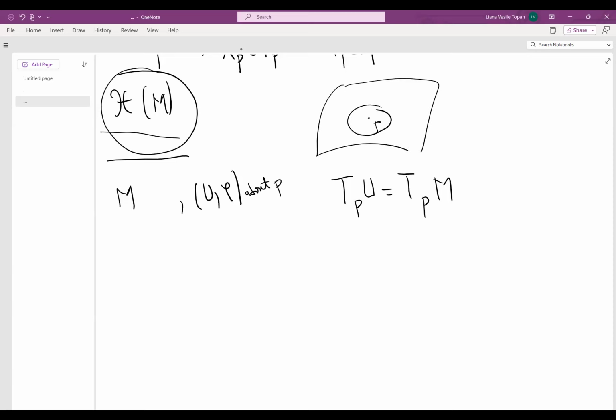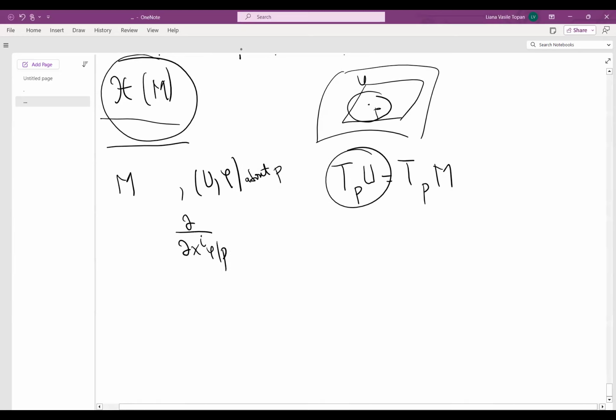You take an open neighborhood U, right? The tangent space at the point P to U is the same as the one at the point P to the manifold M. So we take a chart here. This chart will determine a basis, if you remember, a basis for TPU or for TPM, a local basis, a mobile basis, right? It depends on the chart. So remember, we were denoting these elements of the basis by something like that, right? We talked even today a little bit at the beginning.